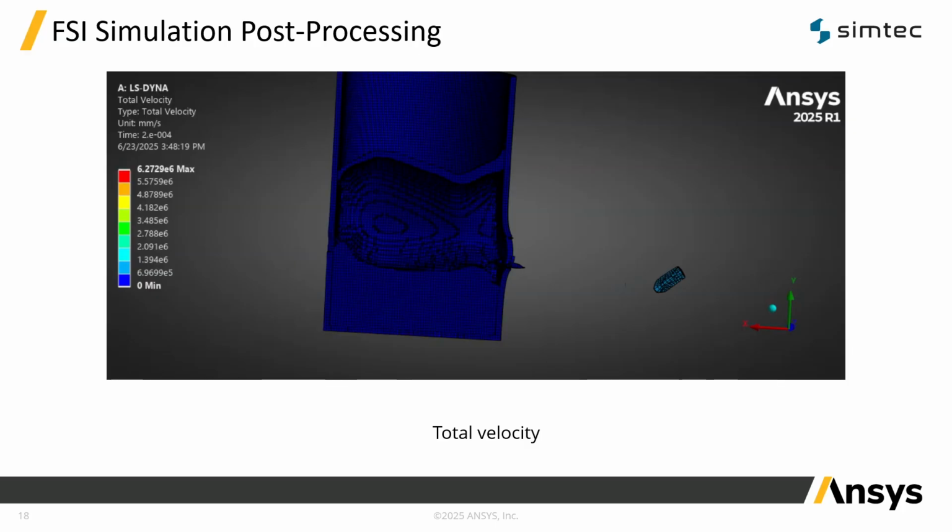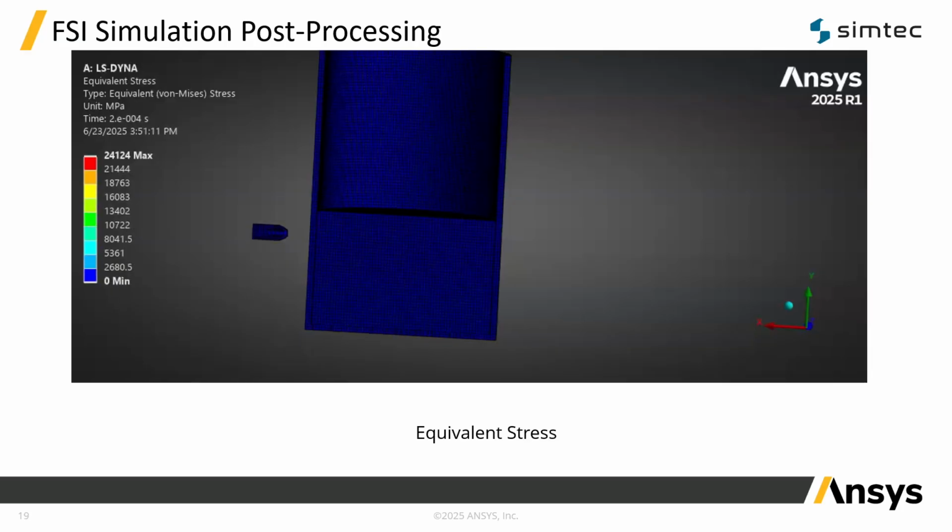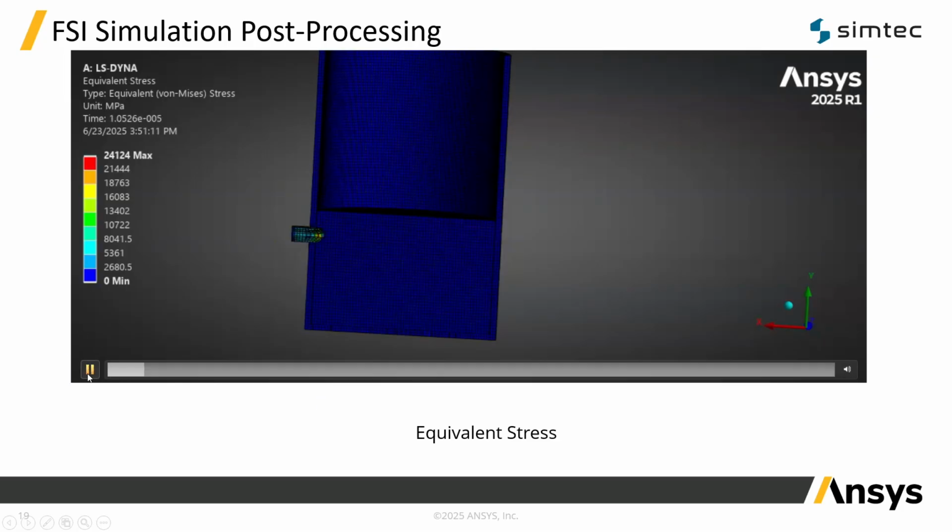And finally, let's examine the stress response of the solid structure under fluid loading. As you can see in the animation, von Mises stress builds up at the contact interfaces and areas with high deformation. Watch the red zones, usually these are your potential failure areas. This is a direct indicator of mechanical safety.